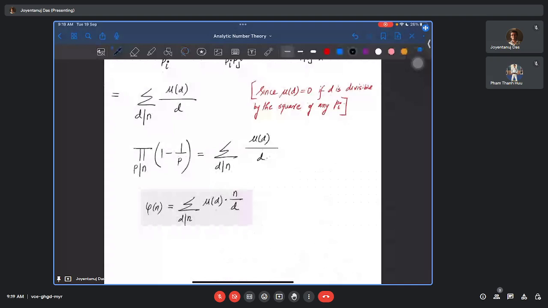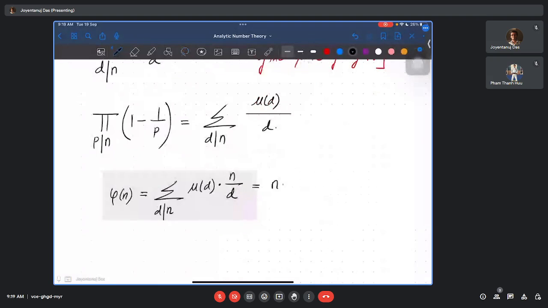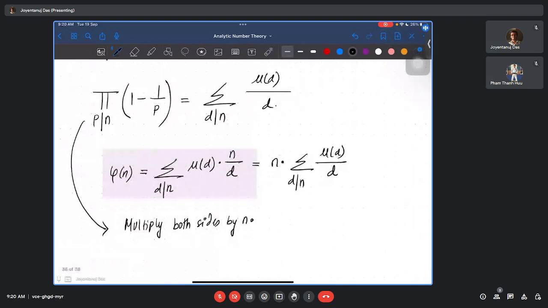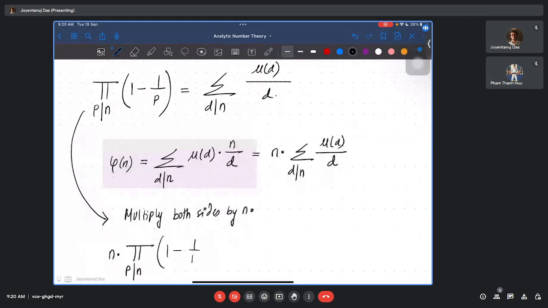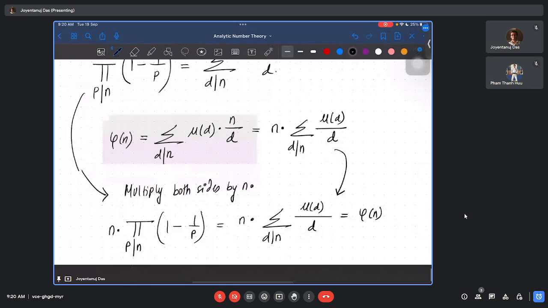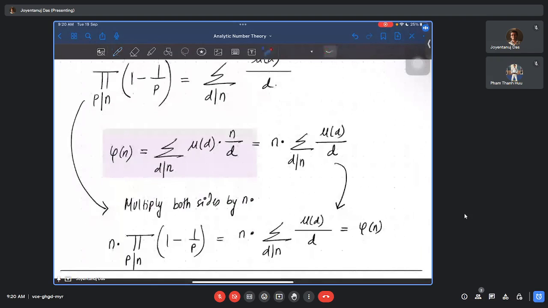okay. So n is not in the summation, I can take n outside. So summation over d dividing n of mu of d by d. This is the same as this quantity, right? So now what I do is multiply both sides of this equation by n. So I have n times product over p dividing n of 1 minus 1 by p, which is nothing but n times summation over d dividing n of mu of d by d. But this is nothing but phi of n. So this comes from here. But this is what we wanted to show, right? I wanted to show that phi of n is nothing but this quantity.